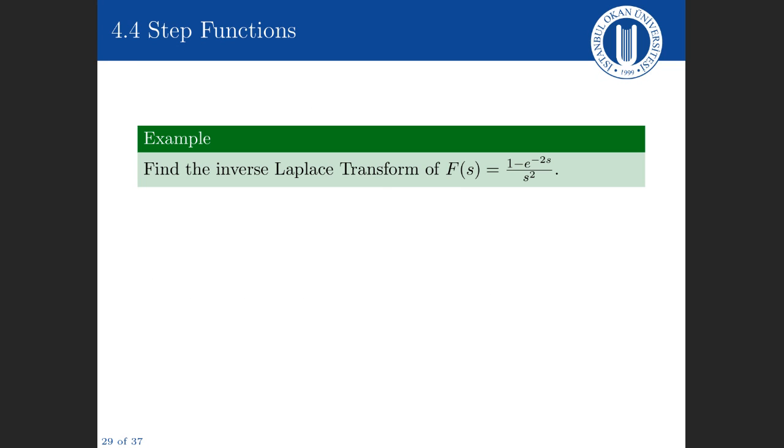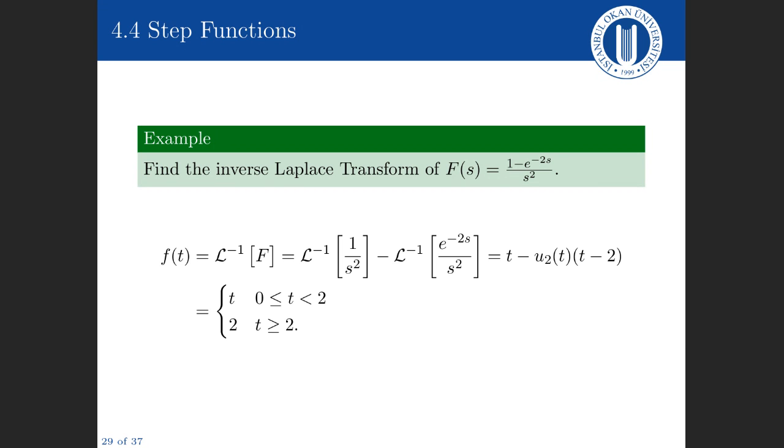We could do some inverse Laplace transforms as well. Find the inverse Laplace transform of 1 minus e to the power minus 2s over s squared. And the calculation goes like this. Small f, the inverse Laplace transform of capital F, is the inverse Laplace transform of 1 over s squared minus the inverse Laplace transform of e to the power minus 2s over s squared.